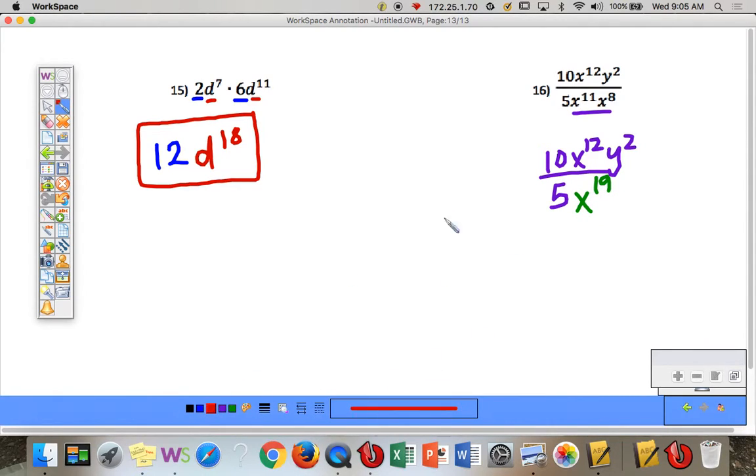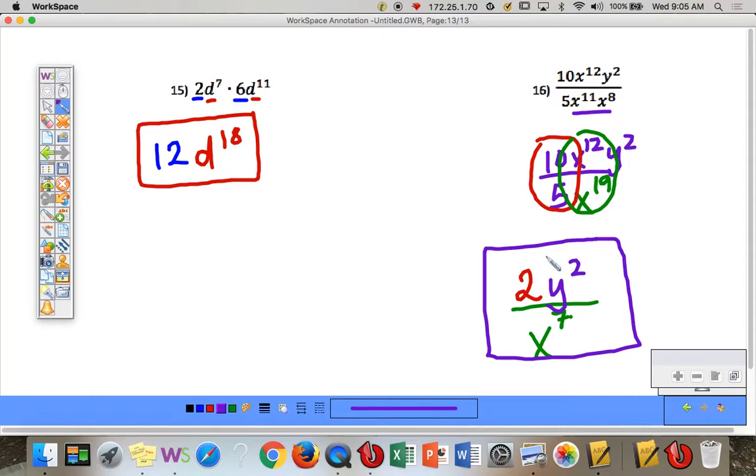Okay, so now let's separate the problem. Let's do the numbers first. What's 10 divided by 5? It's 2. Then let's take a look at the x's. You have 12 on top and 19 on bottom. So when you cancel, how many are left and where? There's 7 x's left on bottom. If you were to write them all out, cross them off. 7 left on bottom. And then you have that y squared, which doesn't change at all because there's no other y's. So today practice these rules, and we'll practice them again tomorrow until we're comfortable with our rules of exponents.